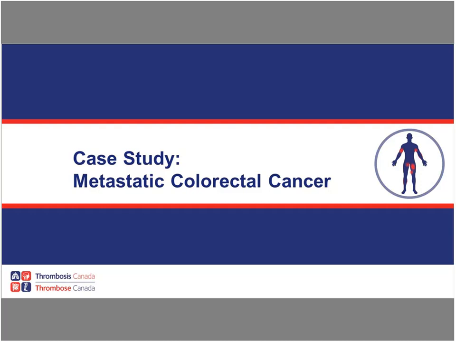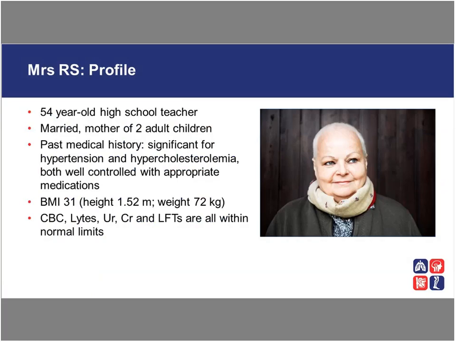So the first case is a metastatic colorectal cancer. Okay, so this is Miss R.S. She's a 54-year-old high school teacher, married, mother of 2 adult children. Her past medical history is significant for hypertension and hypercholesterolemia, both well controlled with appropriate medications. Her BMI is 31, and her laboratory investigations, which include a CBC, lytes, renal indices such as urea and creatinine, and liver function tests, are all within normal limits.